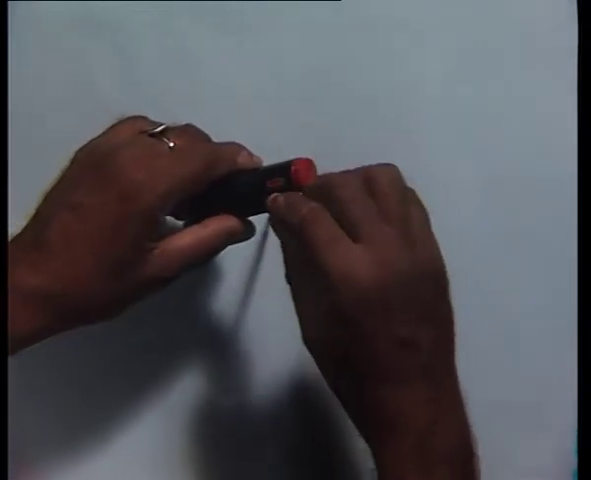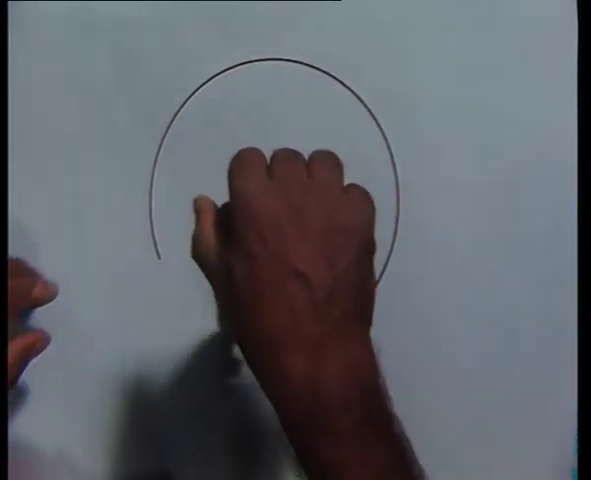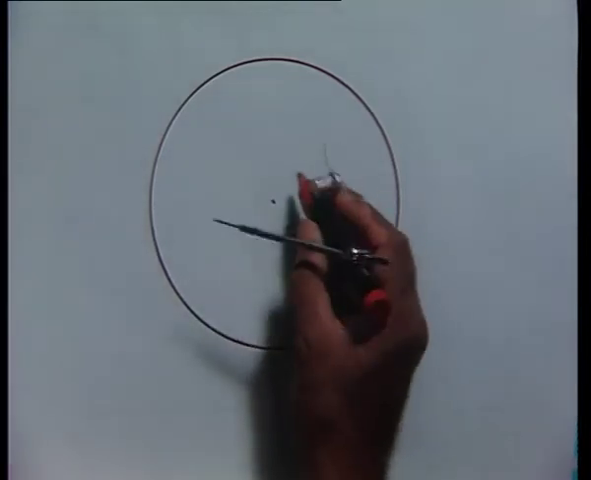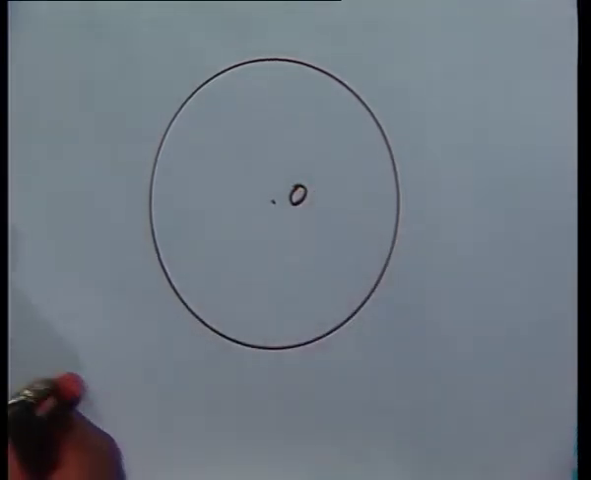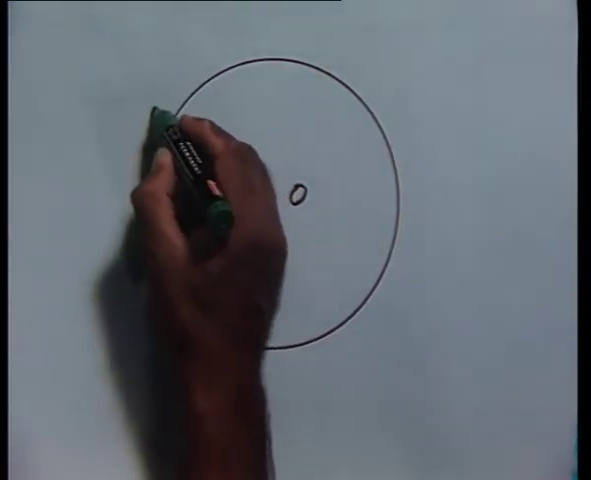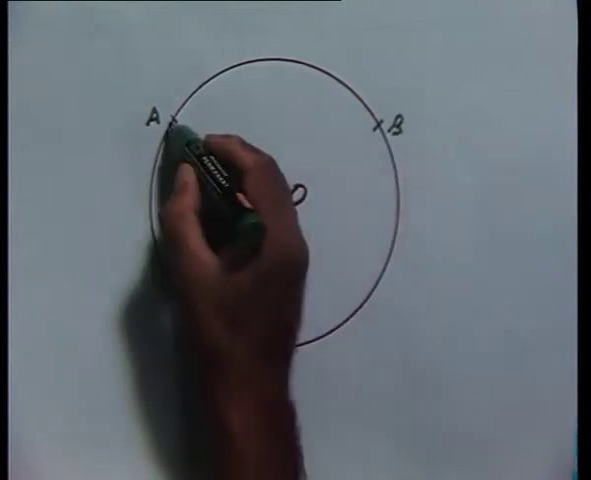We take the center, and this center we once again draw the circle. The center is O, and we have decided to consider a major arc. So, I consider A and this B, I am considering this arc.